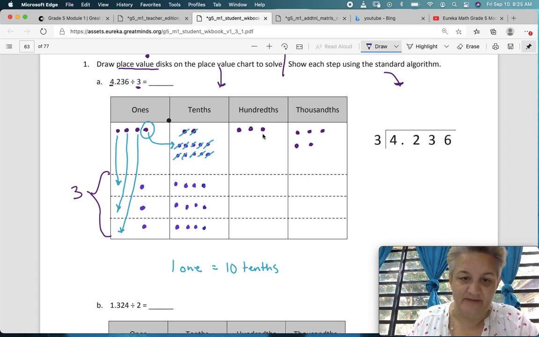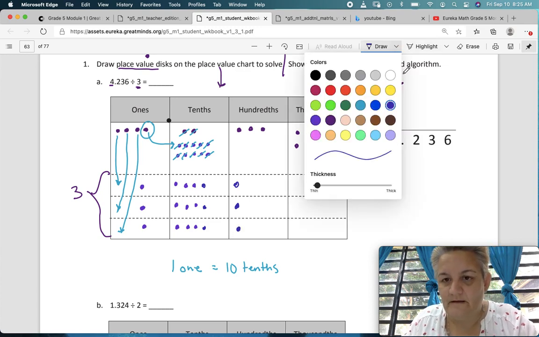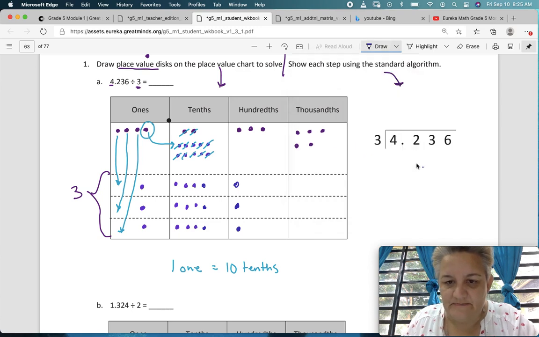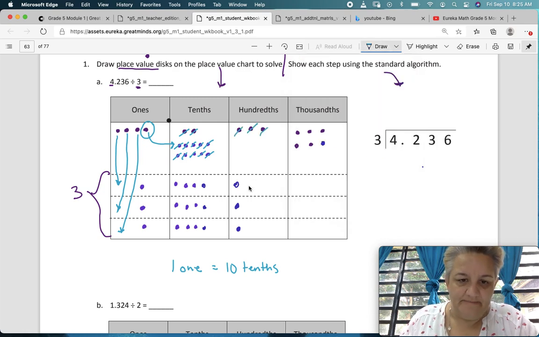Look at that. I've got 3 hundredths and I'm dividing them into 3. So I'm just going to take them straight down. 1, 2, 3. Okay. This number is wrong. That's a 6. Okay. And I'm going to cross those off because I used them, right?